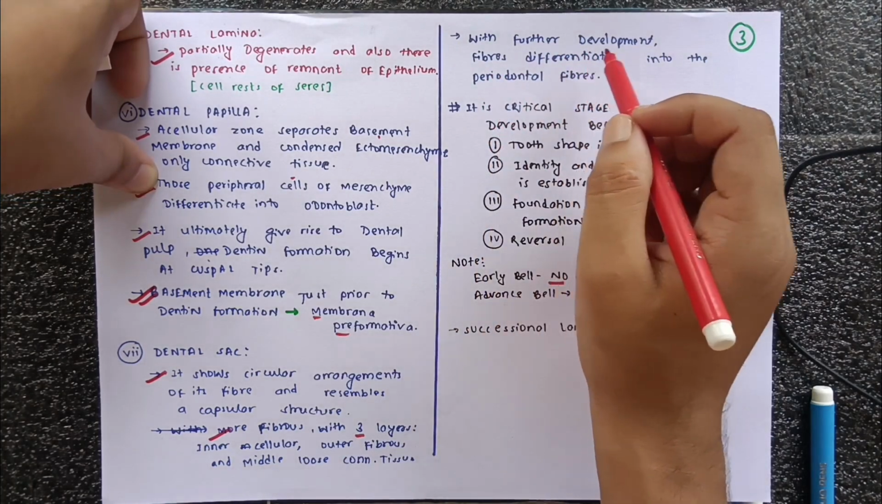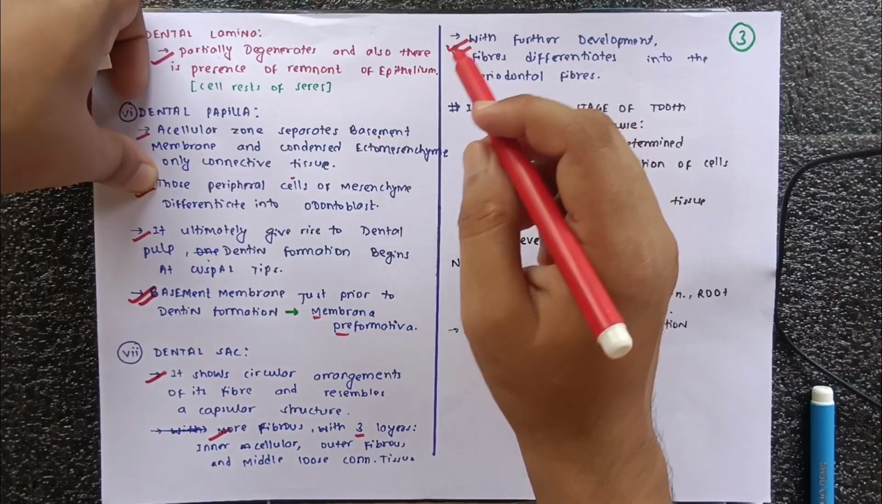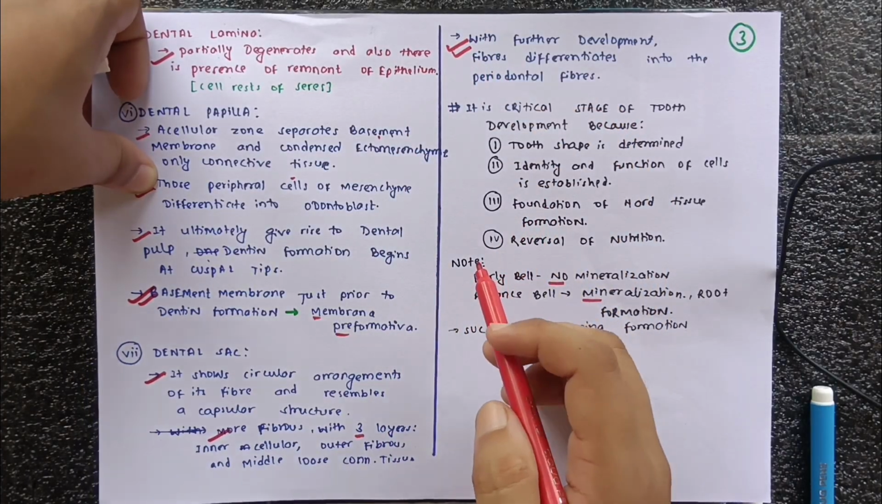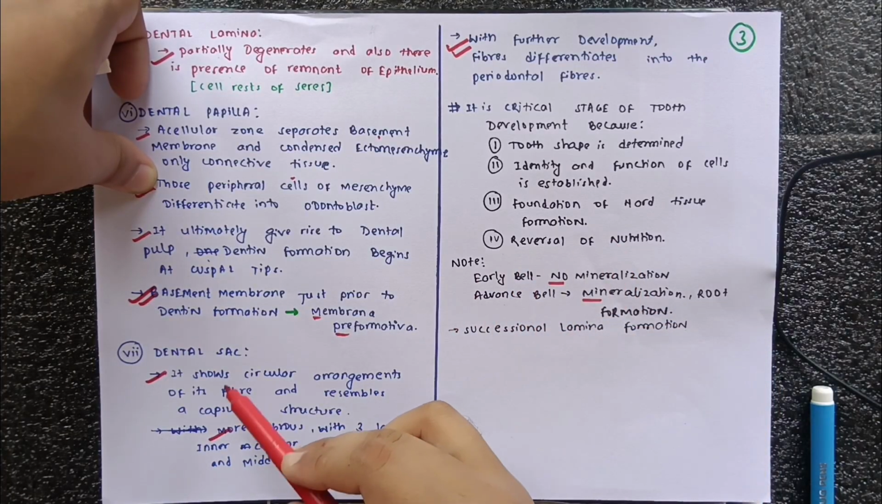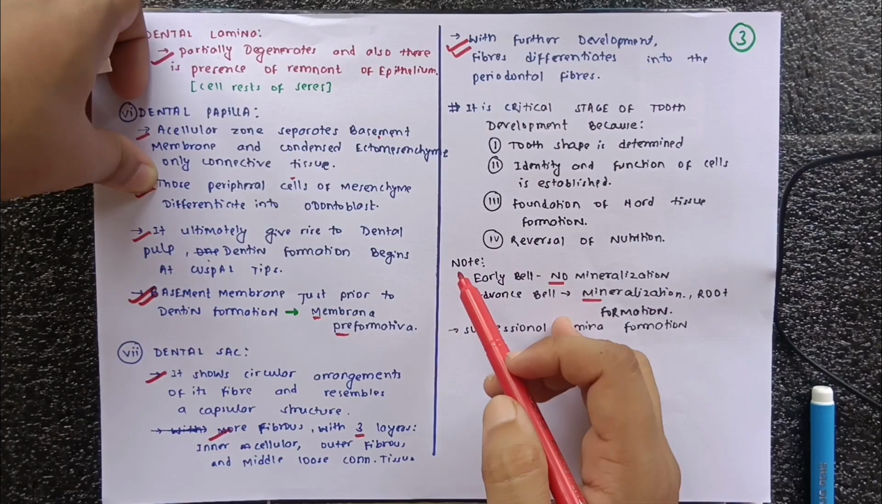With further development, the fibers differentiate into the periodontal fibers. This is important to remember here, as I have discussed in the first video. The enamel organ gives the enamel, the dental papilla gives the dentin and the pulp, and the dental follicle or dental sac gives the cementum, periodontal ligament, and alveolar bone.